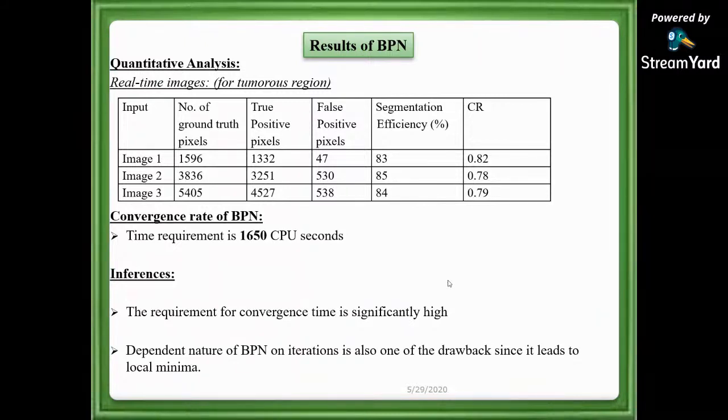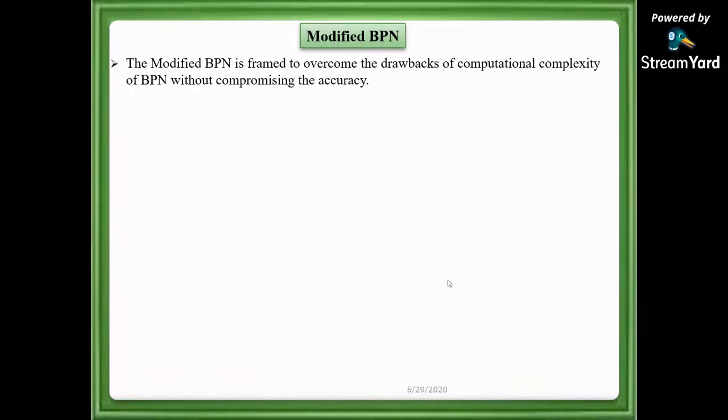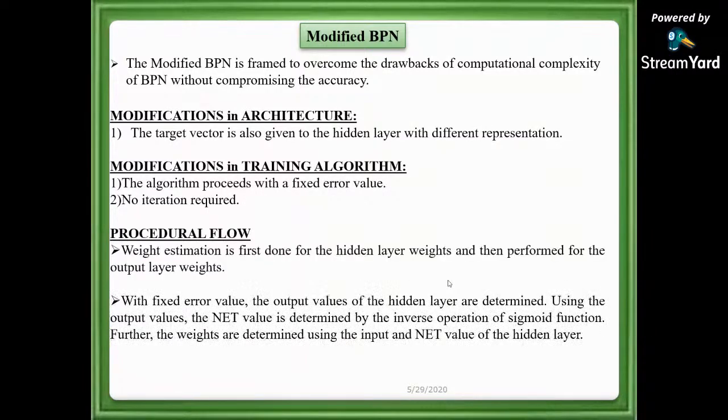But now we have many parallel computing facilities, which would have made it much easier. But BPN is relatively always slow, right? So my point is, how can I attack the computational complexity of BPN? SOM is less accurate, so I am attacking the accuracy portion of my SOM. BPN is computationally complex, or it takes more time. How can I minimize that, right, without compromising the accuracy? So I'm going to make some modifications in the architecture and in the training algorithm.